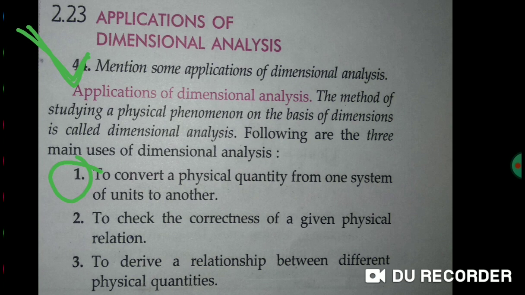Second is to check the correctness of a given physical relation, which we will discuss today. Third is to derive a relationship between different physical quantities. The first and third we will discuss in the next class. Okay, so let's start with the second one, to check the correctness of a given physical relation.